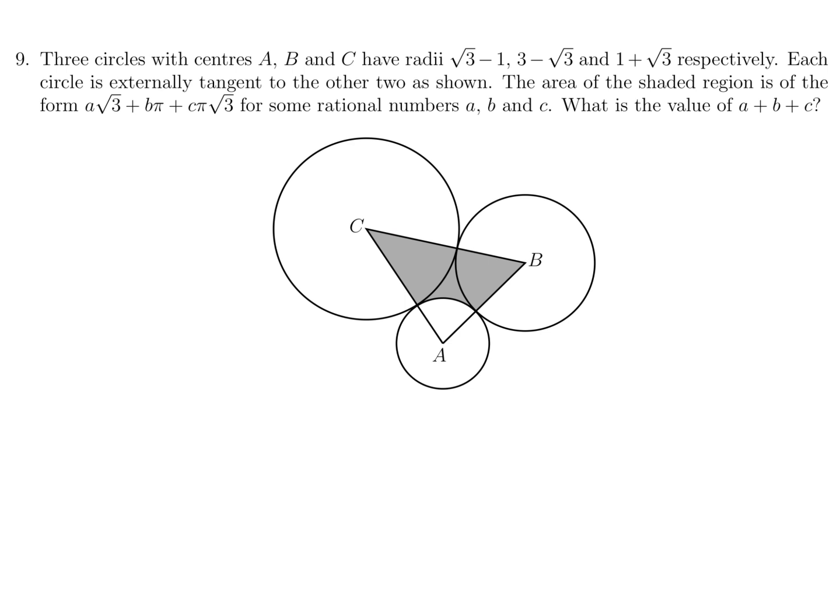Three circles with centers A, B, and C have radii root 3 minus 1, 3 minus root 3, and 1 plus root 3, respectively. Each circle is externally tangent to the other two as shown. The area of the shaded region is of the form a root 3 plus b pi plus c pi times root 3 for some rational numbers a, b, and c. What is the value of a plus b plus c?